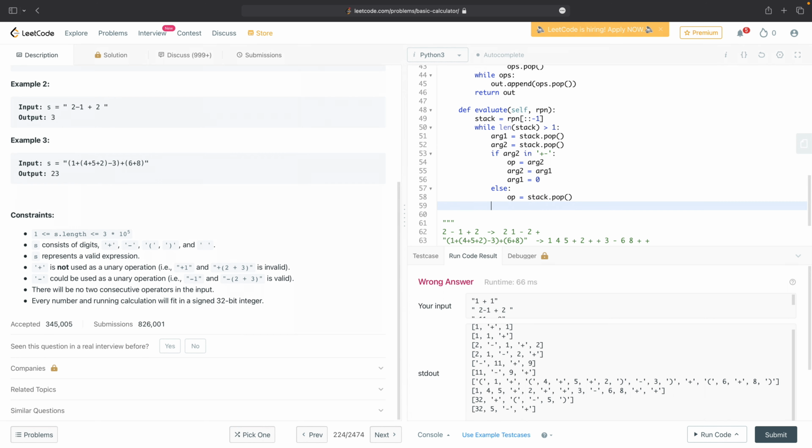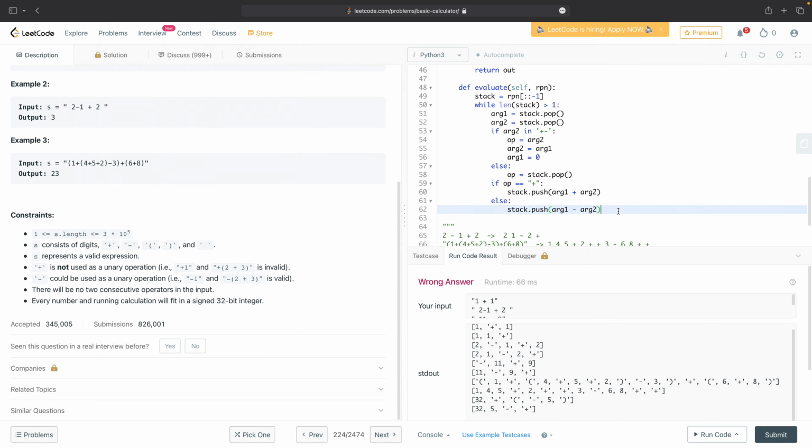So then it's if op is equal to plus, stack dot push arg1 plus arg2, else stack dot push arg1 minus arg2, because our only options are plus or minus. We don't really need to check that the other one is a minus. And then just return stack 0.